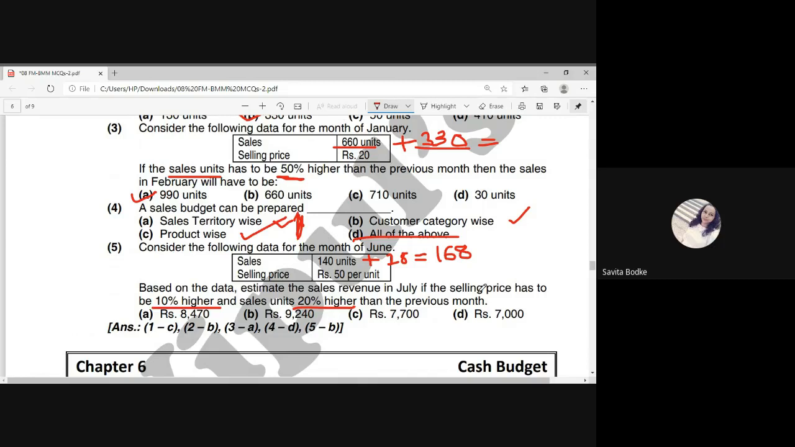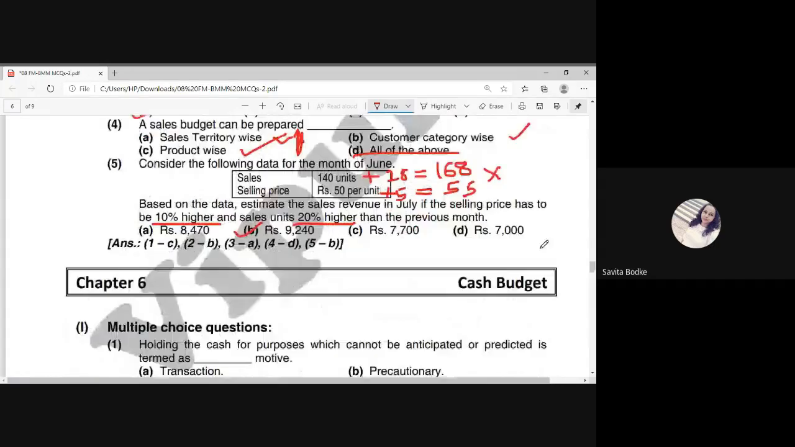Now they have given you that the selling price has to be 10% higher. 10% means rupees 5. So it will be 55. And now we have to find out the sales revenue. For finding the sales revenue, we just multiply both of these, that is 168 into 55. If I do that, my answer is 9240. I hope that this is easy for you to understand.